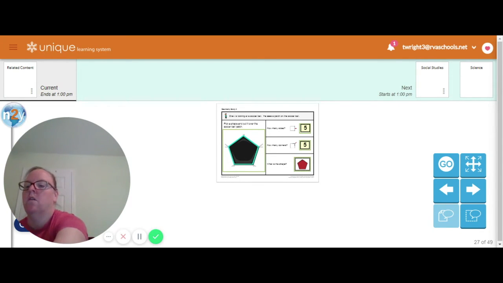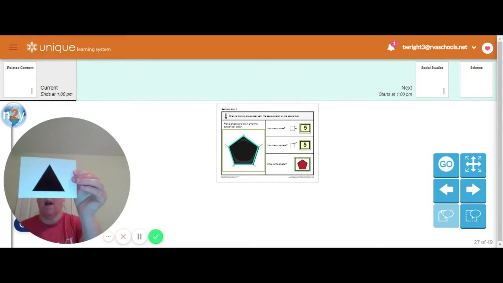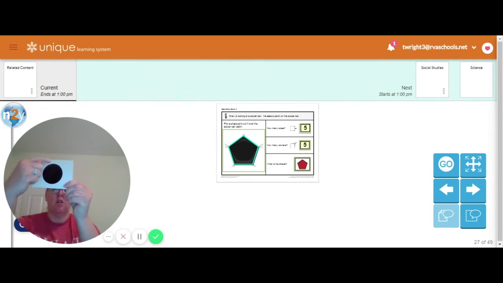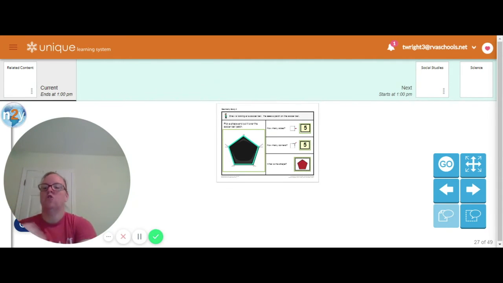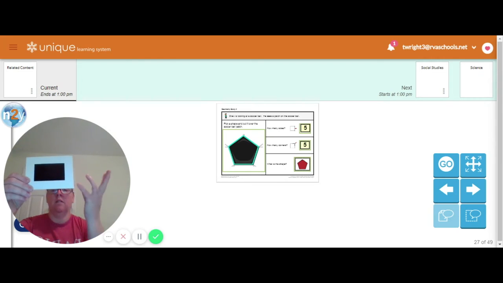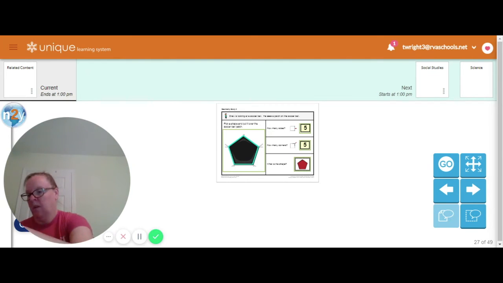All right, so again, we went over pentagon, rectangle, triangle, square, and a circle. A circle has 0 sides because it goes around and around and around. A square has 4 sides. A triangle has 3 sides. And a rectangle has 4 sides as well, but it's longer. And a pentagon has 5 sides. Those are our shapes we've been talking about.